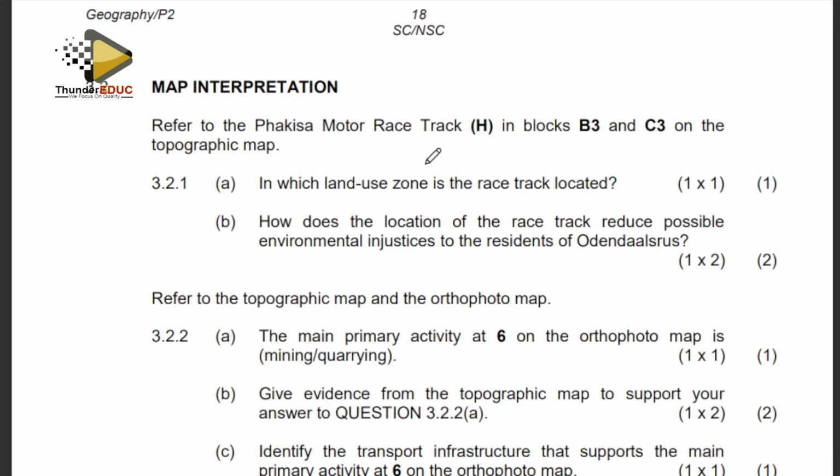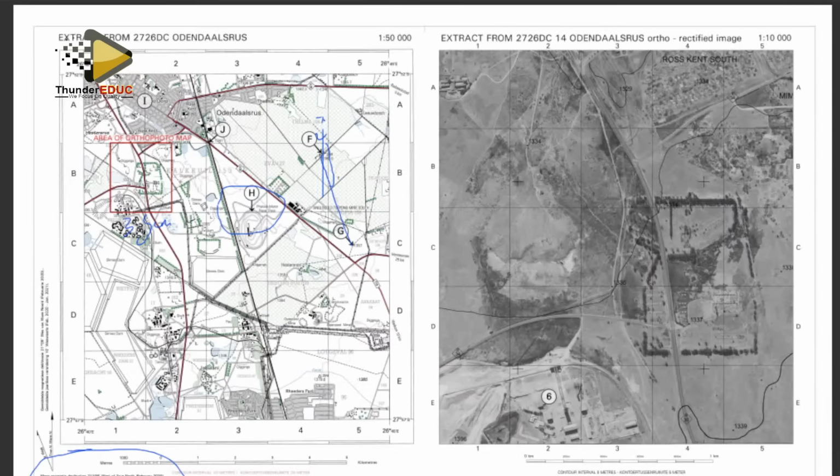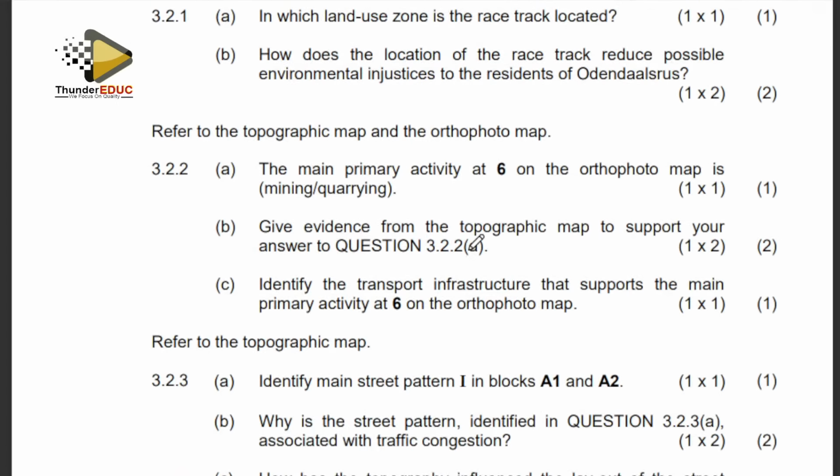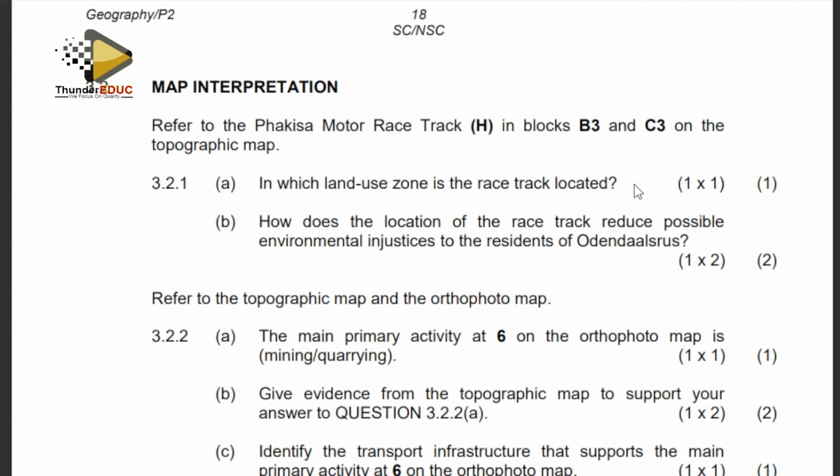On the topographic map, in which land use zone is this located? So please, learners, understand. Here, when you look at the map, you can even locate where it is. However, this is a trick for you to remember that the following are located in the following land use zone. Okay, number 1. Actually, the answer here is rural urban fringe. Why? It's because there is enough space, there are fewer people there, and so on and so forth.